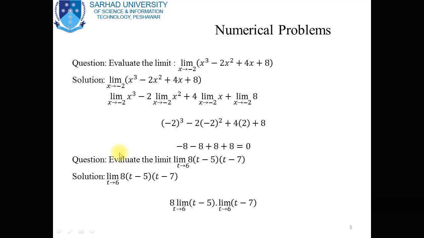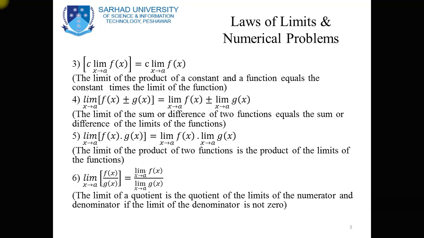So another problem, to evaluate the limit t tends to 6 of 8 into t minus 5 into t minus 7. So dear student, you see over here, this is the law of limit for the product of two functions. Here two functions are in multiplied form. Now applying the limit for this function and applying the limit for this function. You see over here in the previous slides that this is the law of limit: limit x tends to a f of x dot g of x. So applying the limit for f of x and applying the limit for g of x.